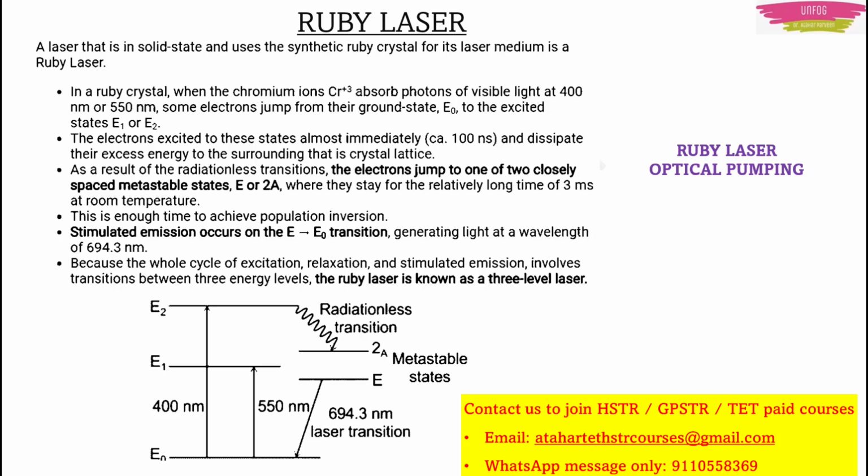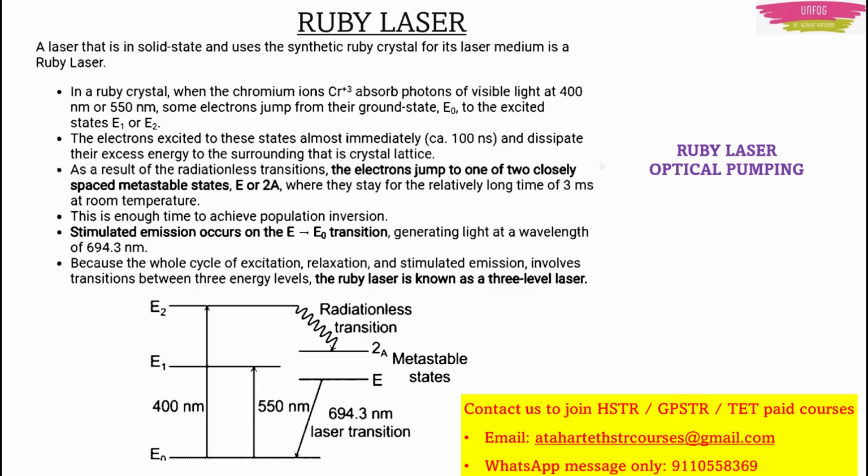Once they are there in the metastable states, when they want to come back to the ground state, only then optical pumping will happen. In the metastable state, you can do optical pumping, and then when transition occurs from this E state to the E0 state, you can find that a laser is generated. That laser will be of the wavelength 694.3 nanometer.